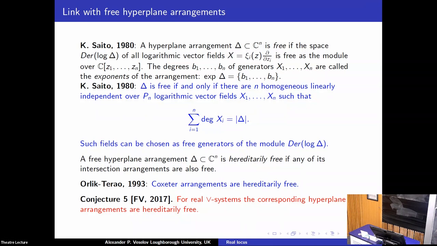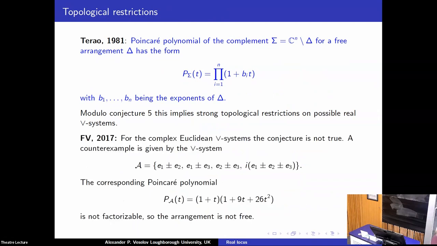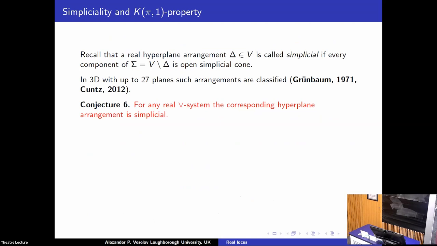And the conjecture which we had with Misha is that for a real check system, it's always true. The reason, let me explain, is kind of weak. Now, if it's true, it implies a topological restriction, of course, on the hyperplane. And for the complex, for example, this is a complex check system, but the corresponding Poincaré polynomial is not factorizable, not free, right? So, but for real, we believe that it is true, but of course, freeness is a much larger class. It's not that strong.